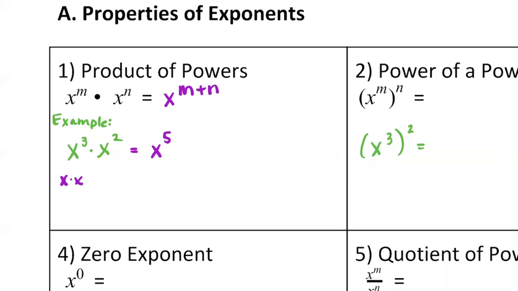I'm going to quickly just show that that works. x to the third, x squared would be like that. And overall, you're multiplying 5 of those, right?